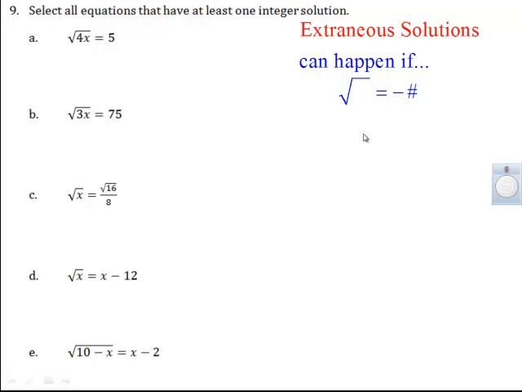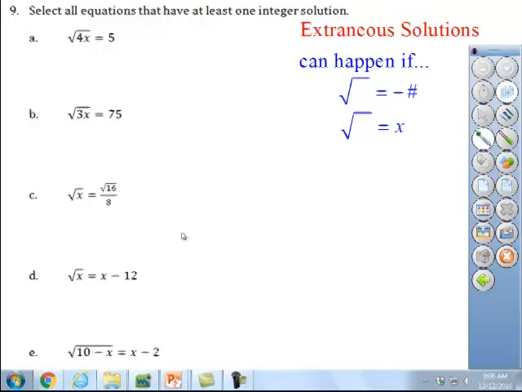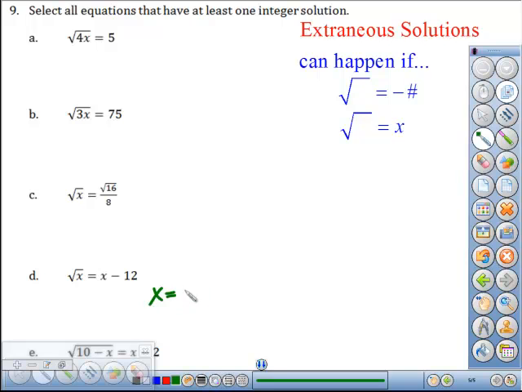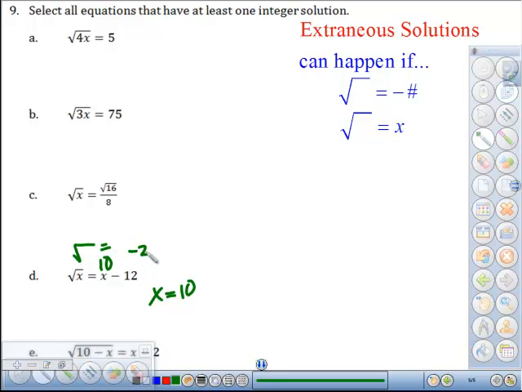Okay? Now another time that this can happen is if we have a variable. So x is over here underneath the radical, and then we also have a variable on this side. So for example, like letter D and E, when we solve these, we have a variable on the other side of the radical. So what can happen here, let's say that x equaled 10. If we substituted 10 back into this, do you see how 10 minus 12 would give us a negative 2? So we'd have a radical equivalent to a negative number, which goes back to this one right here. So you'd have to check your answers for these two scenarios.